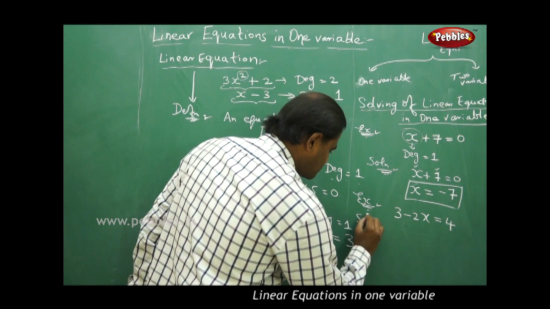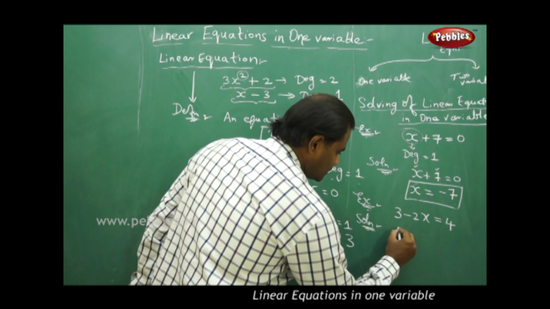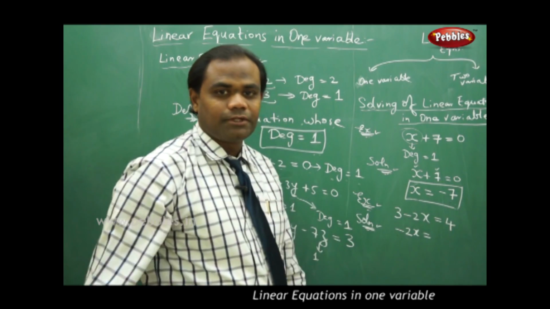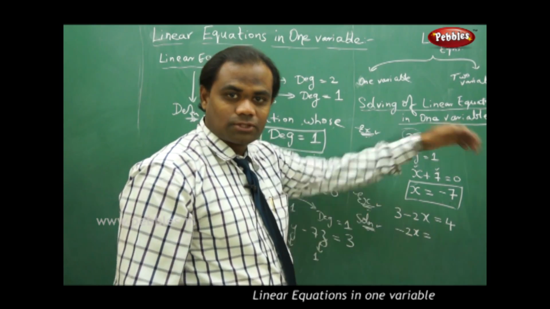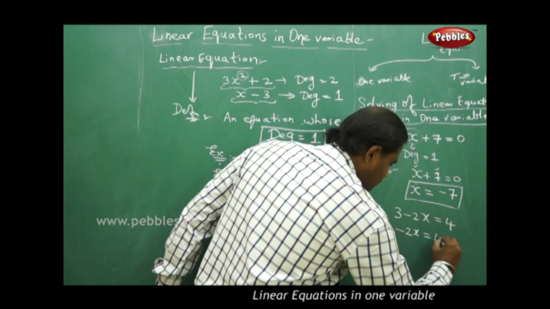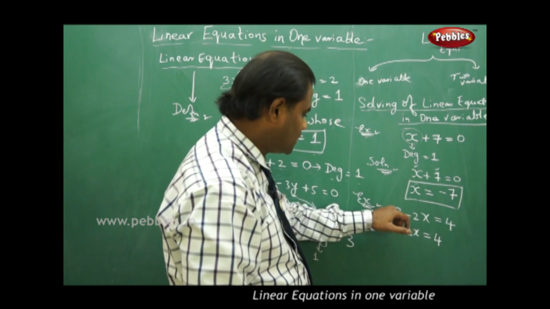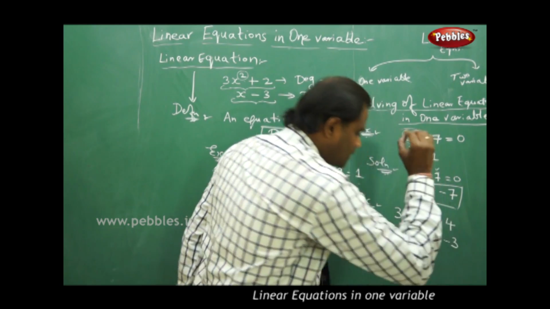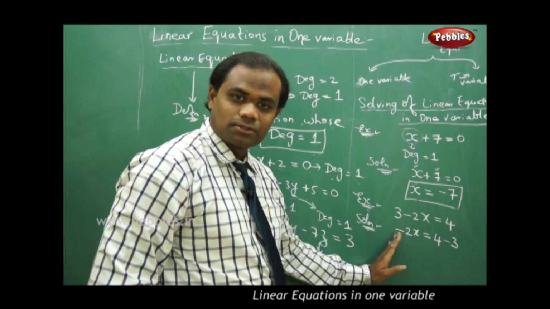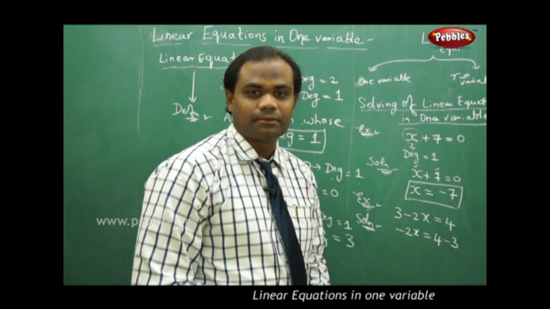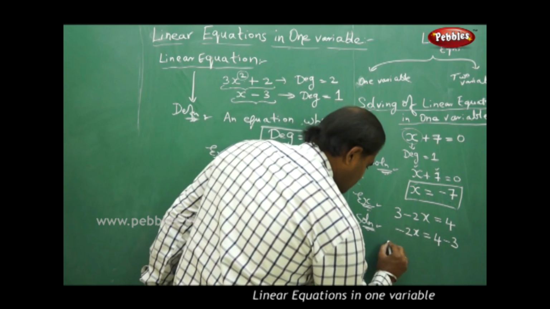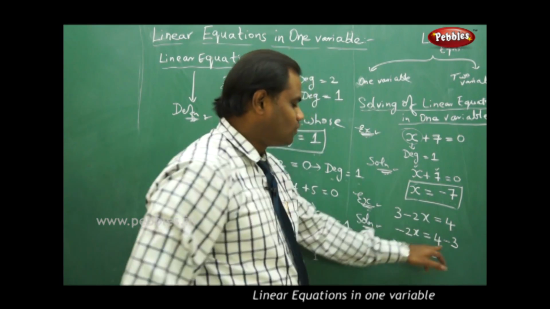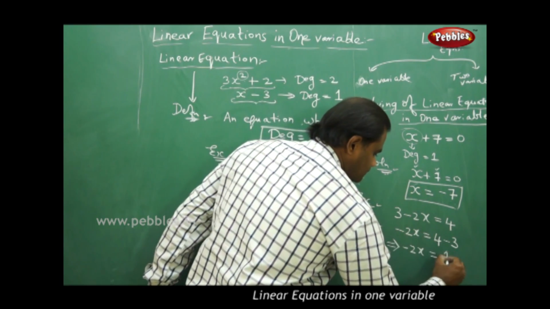Therefore, in this case, minus 2x remains on the left and the constant which is independent of x comes to the right with 4 fixed on the right side and plus 3 coming to the right side as minus 3 or negative 3. This is how I take all x terms to one side and all the constants to the other side. Now after this, I identify that this is negative 2x equals 4 minus 3, which is 1.